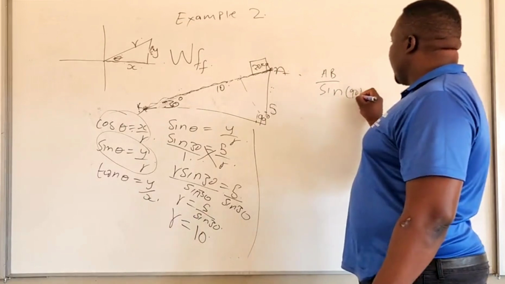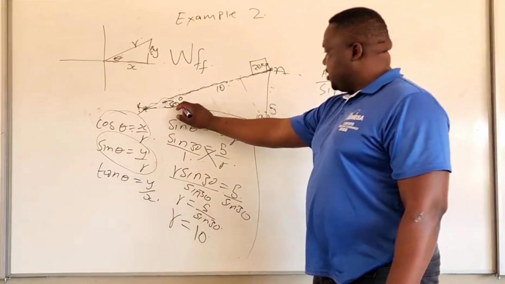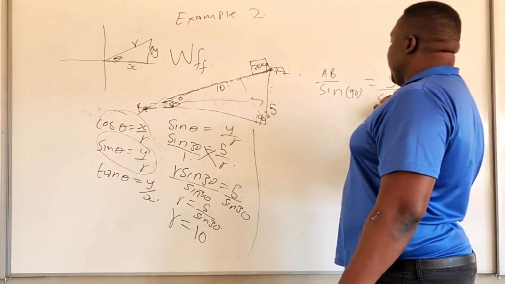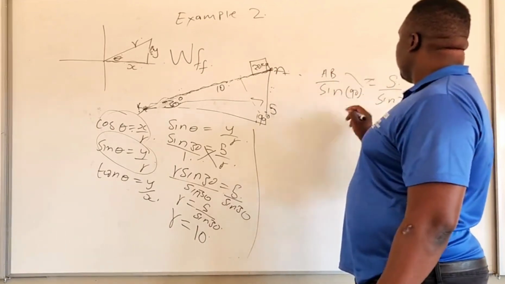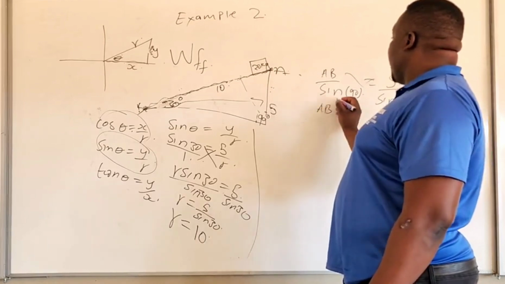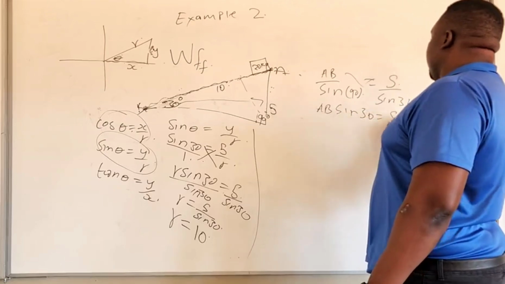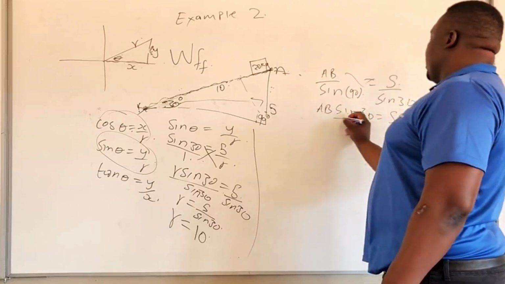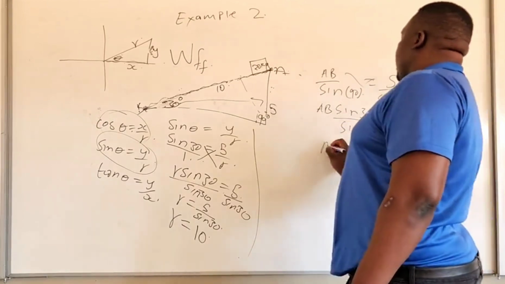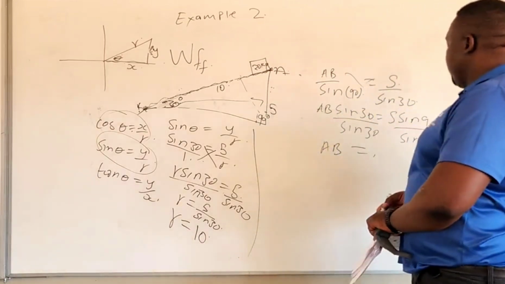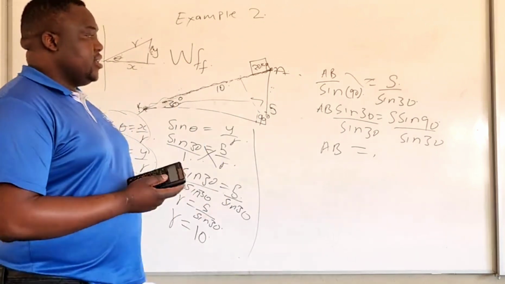So you can say AB over sine 30 equals 5 over sine 90. You see 5 is looking at the angle 90, they are facing each other. This is the sine rule. We cross multiply: AB sine 30 is equal to 5 sine 90. Then we divide by sine 30. Then AB is equal to 5 multiplied by sine 90 divided by sine 30.